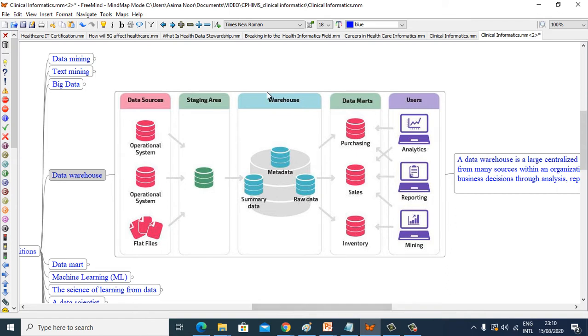Okay, this diagram represents a data warehouse. There is a data source, staging area, warehouse, data mart, and users.